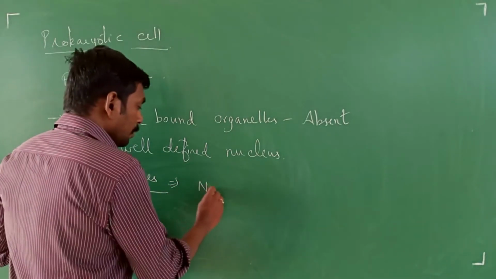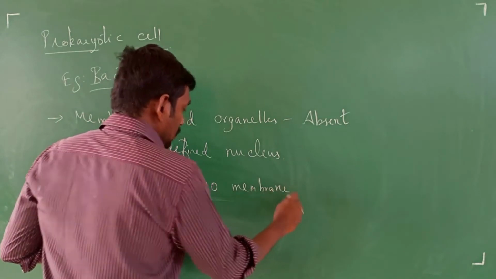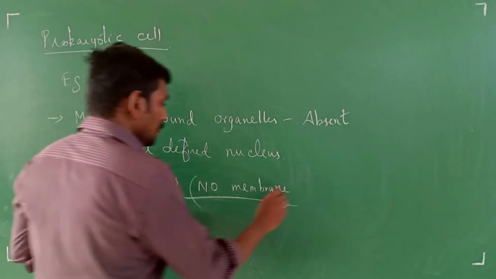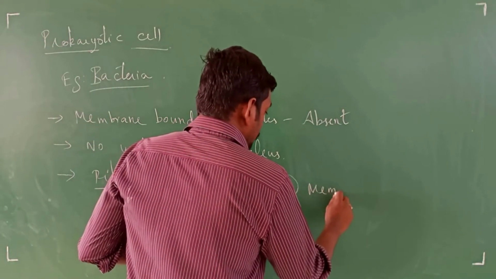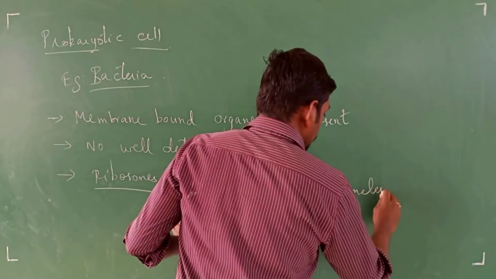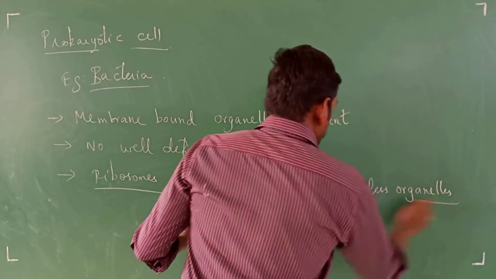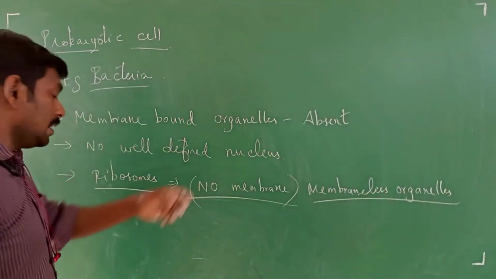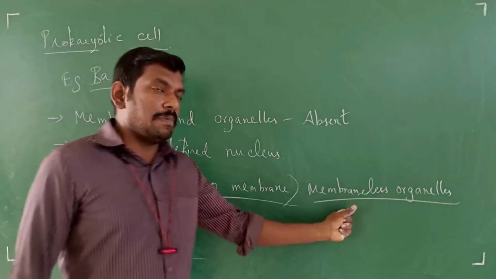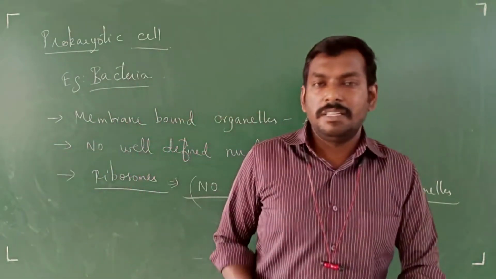So ribosomes, you should not confuse. Ribosomes have no membrane present, because they are called membrane-less organelles. So you won't be having any membrane in the case of the ribosomes. The other organelles are membranous organelles. You will be having the differences.